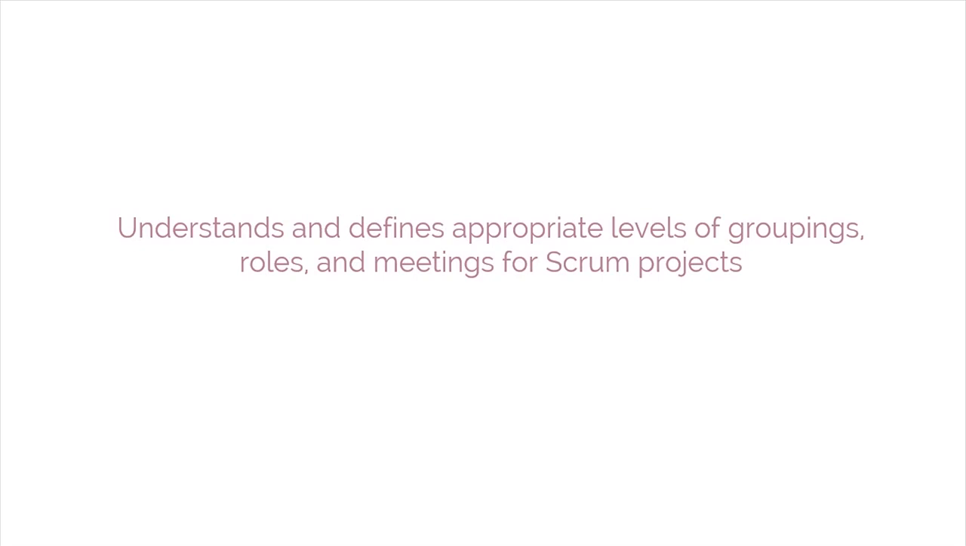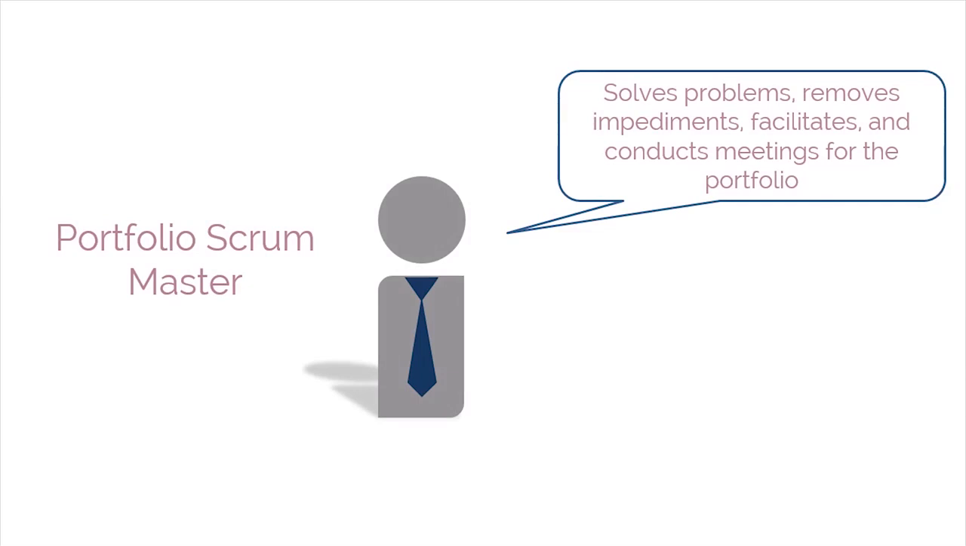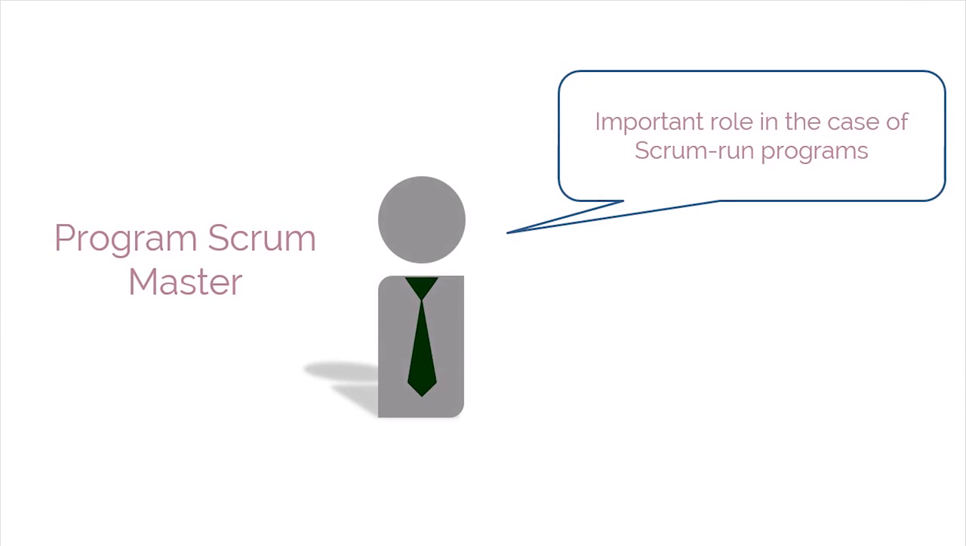Similar to a project, in portfolios, one of the important roles for managing Scrum is that of a portfolio product owner. He's someone who defines the strategic objectives and priorities for portfolios. The portfolio Scrum Master is the next role. He or she solves problems, removes impediments, and facilitates and conducts meetings for the portfolio. Furthermore, in programs, to manage Scrum there is an important role called Program Product Owner. He or she defines the strategic objectives and priorities for programs. Program Scrum Master is the next important role in the case of Scrum-run programs.